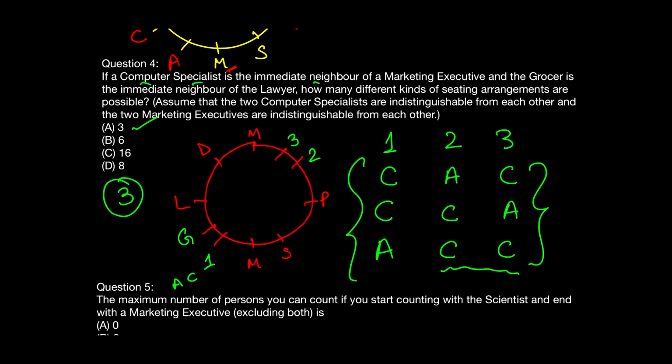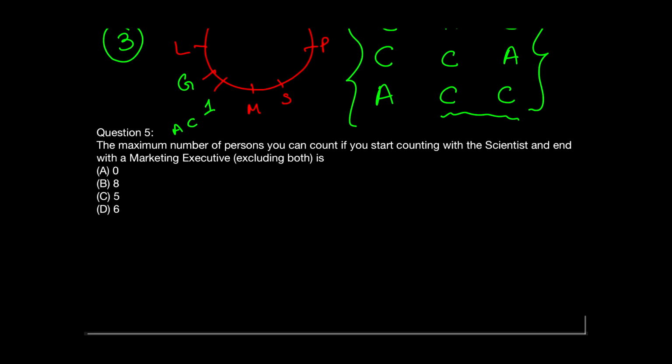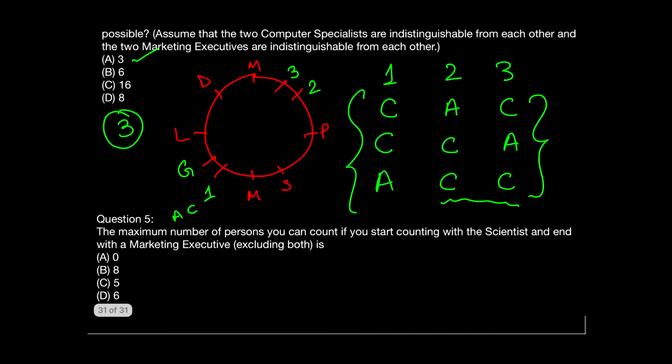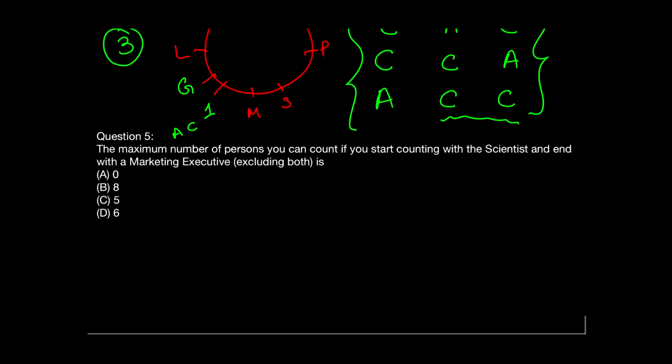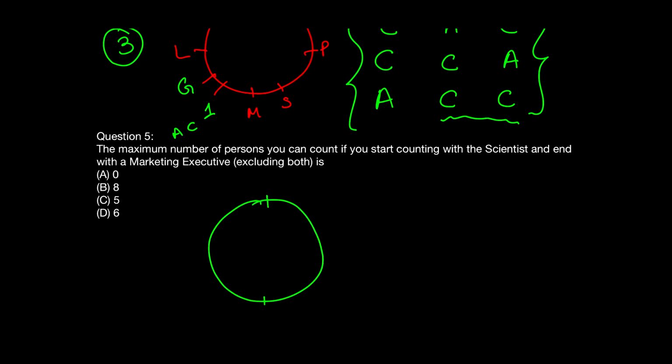All right, then we'll finally move to the last question for the day. We'll use the same diagram at the top. The maximum number of persons you can count if you start counting with the scientist and end with the marketing executive, both not included. I think I can draw a new one for this, that would be easier. This is a marketing executive, this is a marketing executive, this is a scientist, this is the doctor, this is the professor, this is the lawyer, and now I remember every name.